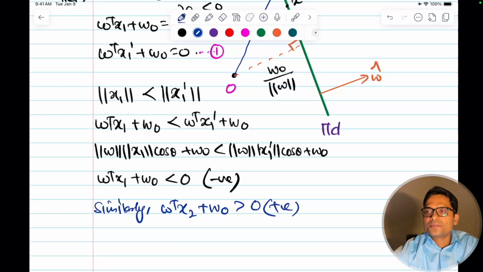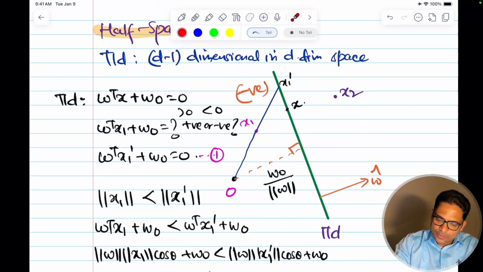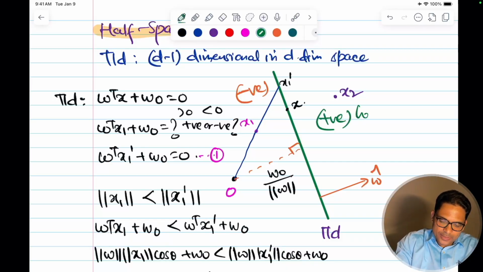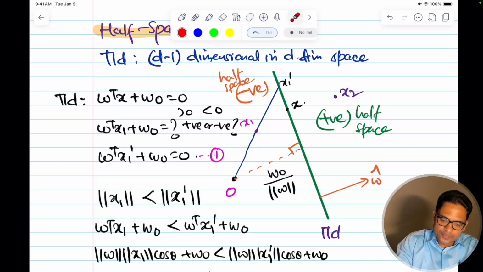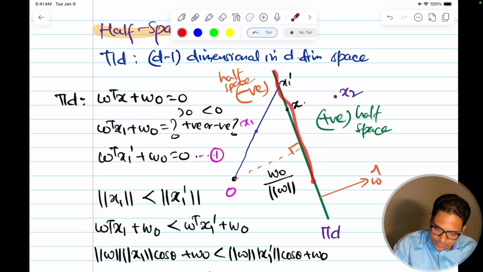And that's what we can say, that this is the negative half space and this is the positive half space. These are half spaces. So this is a negative half space, this is your positive half space. That is what the hyperplane is dividing.